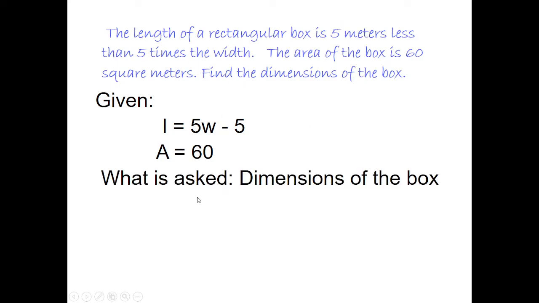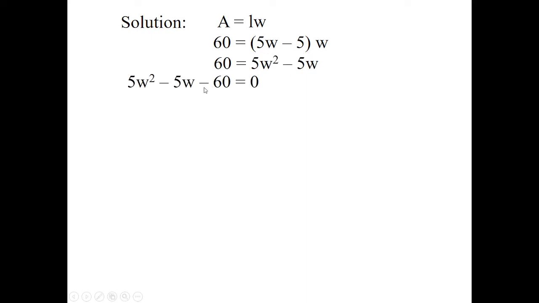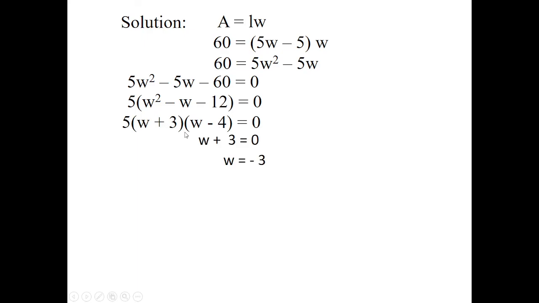So, anong formula pagkuha ng area? Length times the width. So, let's solve. A is equal to length times the width. Substitute natin. A is 60 equals the length is 5w minus 5, then w is the width. So, multiply natin ito. We'll get this. Transpose natin, we'll get this. Divide by 5. Tapos factor natin ito. And then solve for w.